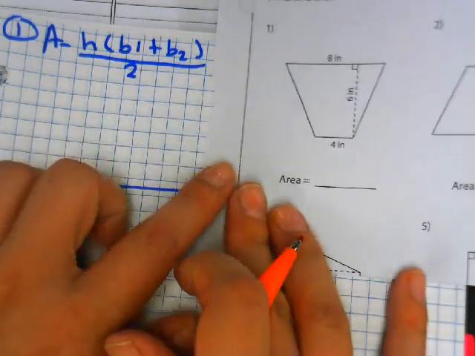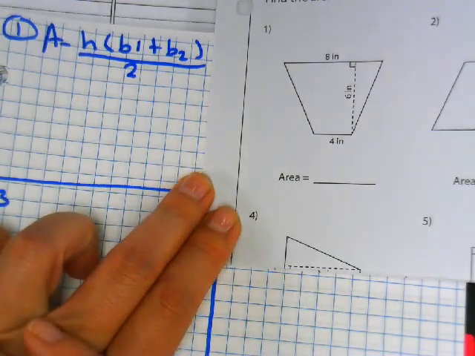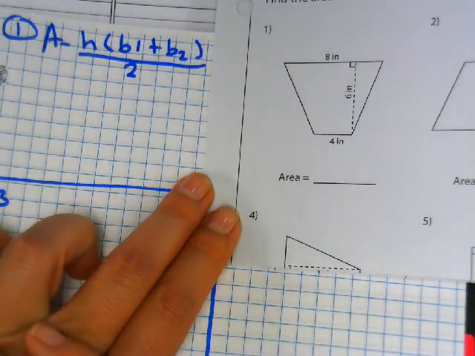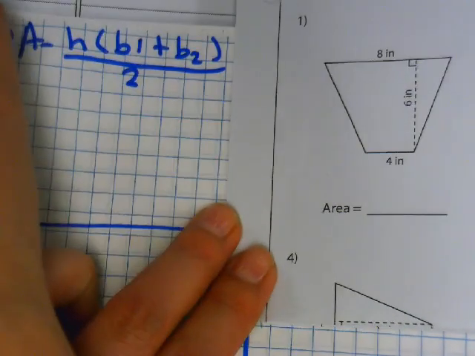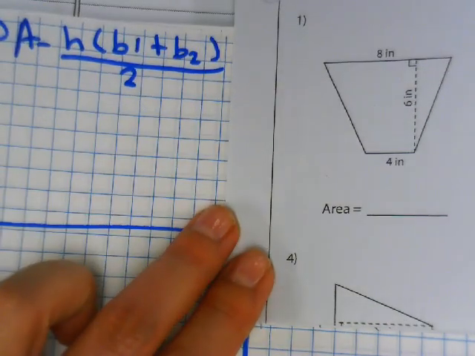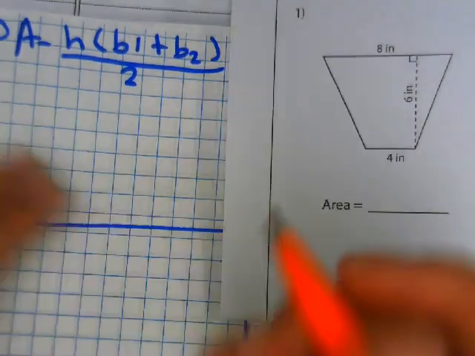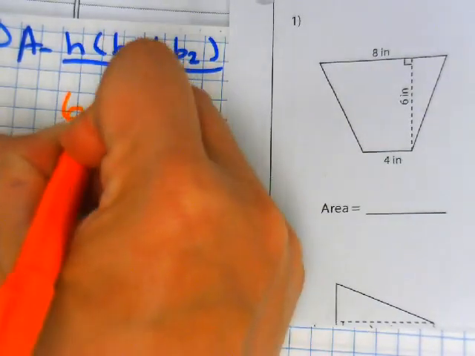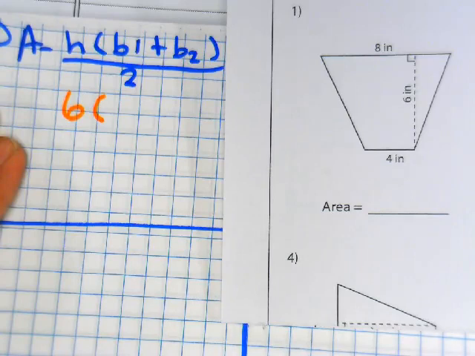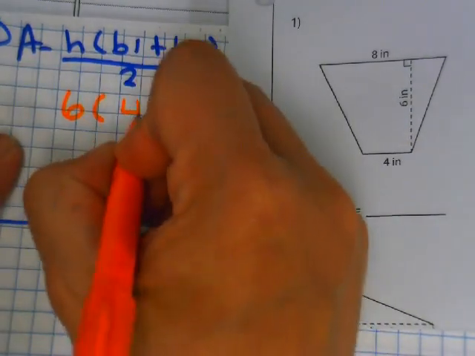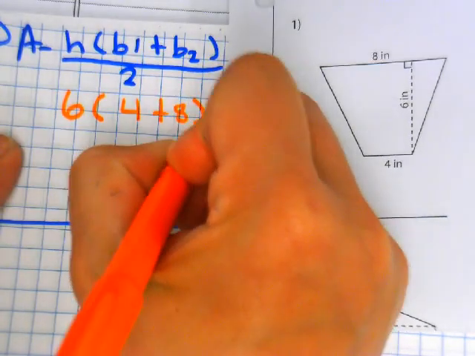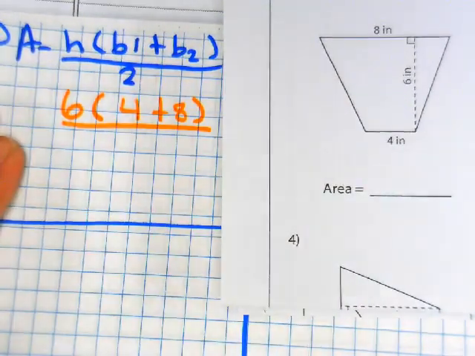All right. So, look at number 1. Where are we going to plug in these numbers? So what number will go outside? Very good, 6. 6, parentheses. What 2 numbers go inside? 4 and 8. Okay. And then what number always goes on the bottom? 2. Good.